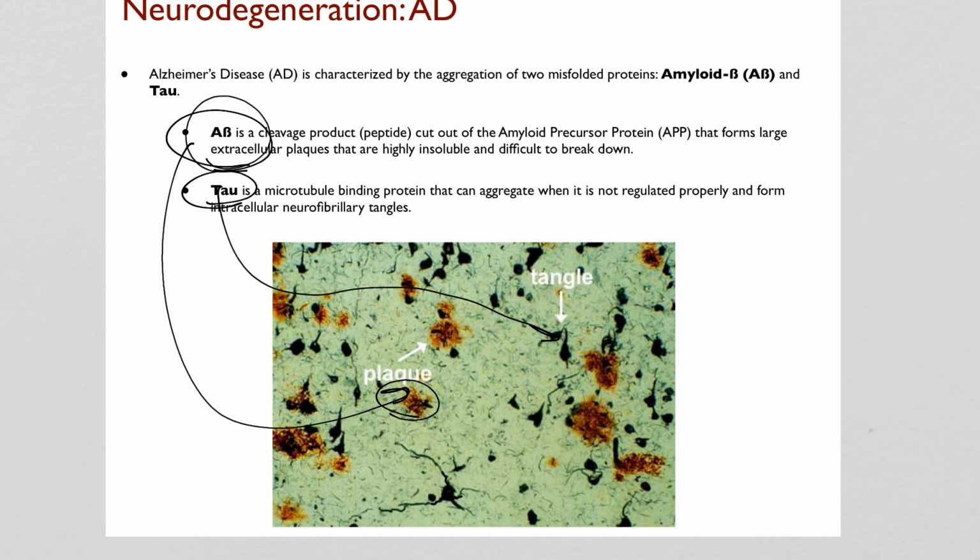And part of the reason is once you have plaques and tangles, the damage has already been done. These neurons are toast. They're not functioning anymore. And there's no way to get them back because in an adult brain, very, very few neurons are capable of dividing, and you're just not going to get that population of cells back again.